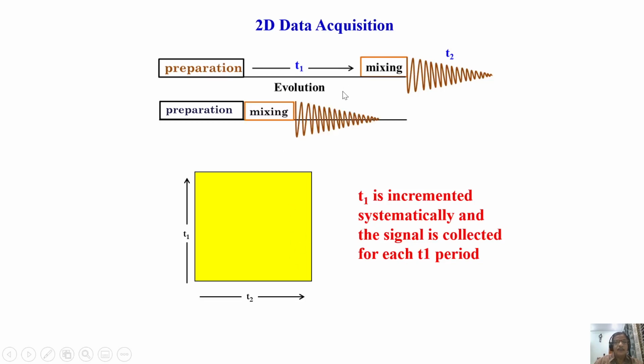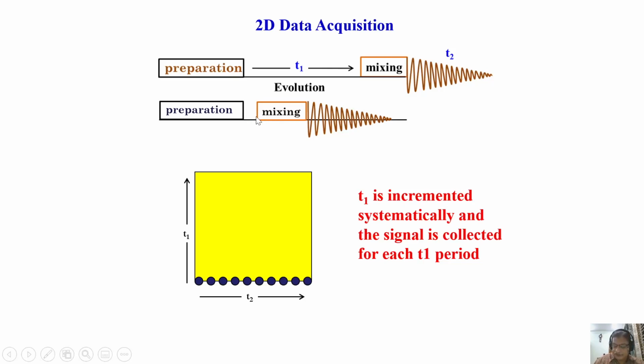Initially, let us say there is no delay. T1 is 0. Absolutely no delay at all. Now we give a small time period here. T1 is put, and here the FID is collected. The signal is collected here. Now, as a consequence, there was no delay.